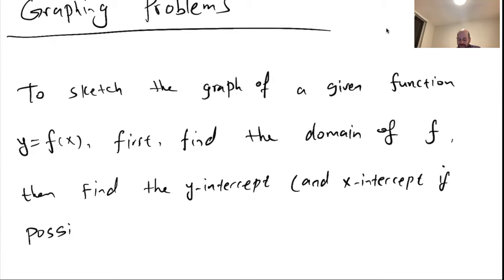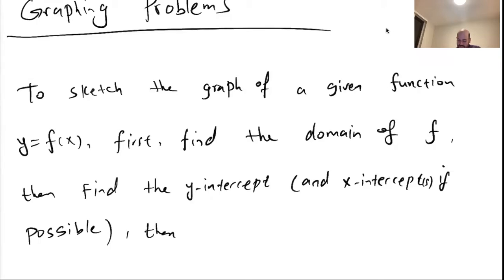Because the x-intercept is not always easy or possible to find. X-intercept means the roots of the function. Some functions, of course, are easy to find their roots, but some functions are very complicated or even impossible to find their roots. But the y-intercept, of course, is always very easy. Y-intercept means just find f of 0. Y-intercept always easy. X-intercept sometimes doable. If it's doable, of course, find the x-intercept or x-intercepts as well.